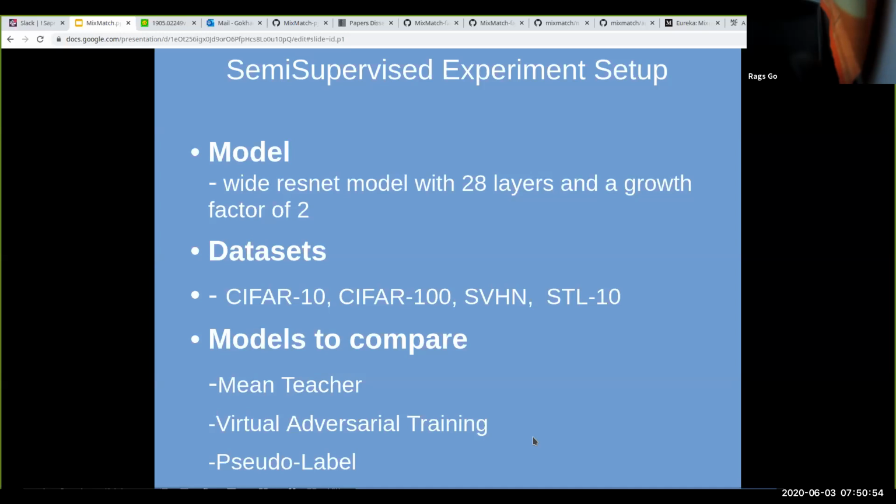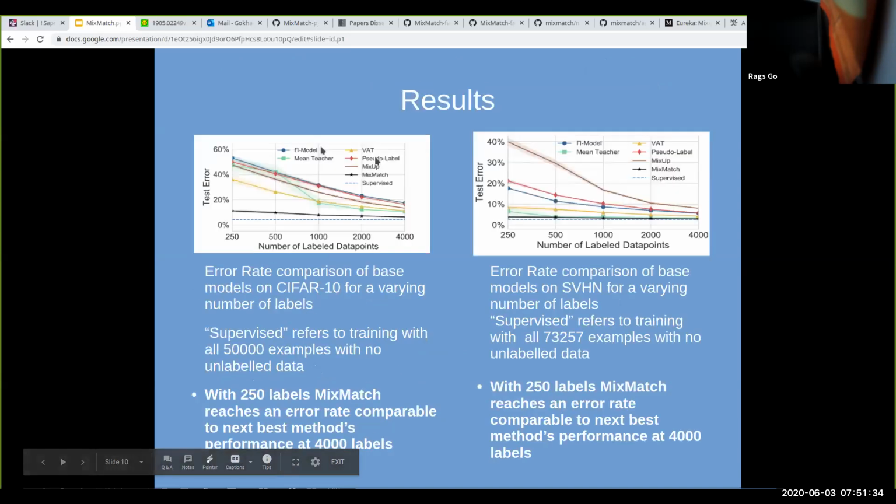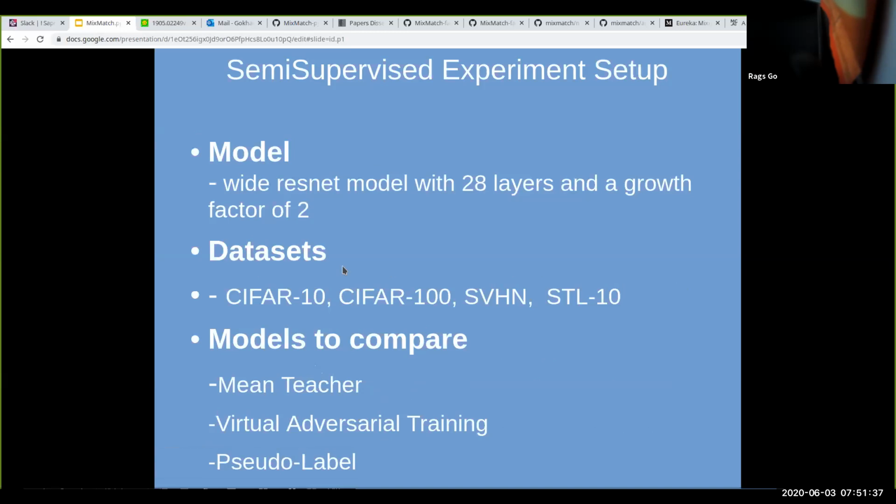So for their semi-supervised experiment setup, they used a wide ResNet model with 28 layers and a growth factor of 2. The data sets were our standard data sets of the CIFAR 10, CIFAR 100, the SVHN, which is the Street View House Numbers, and the STL. The models to compare were the mean teacher, as Sapna explained in her brief introduction about what mean teacher does. It is one of the semi-supervised learning methods wherein the labels are based on the exponential moving average, virtual adversarial training, again a semi-supervised method, and pseudo labeling, again a standard semi-supervised model.